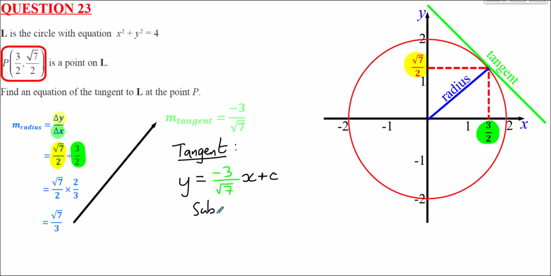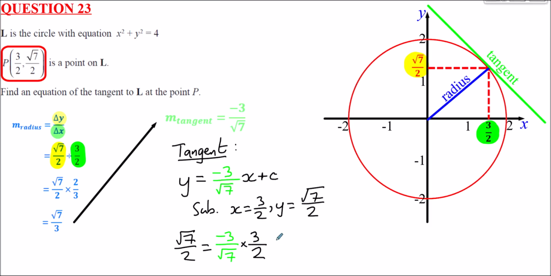So what other information do we know about this tangent? Well, we can substitute in an extra point we know, because we know that the point P is on that tangent. So we can sub in that when x is 3 over 2, y is root 7 over 2. We're just substituting in the points from P. So y, root 7 over 2, equals the gradient, minus 3 over root 7, multiplied by x. So if x is 3 over 2, it's going to be like this, then plus c.